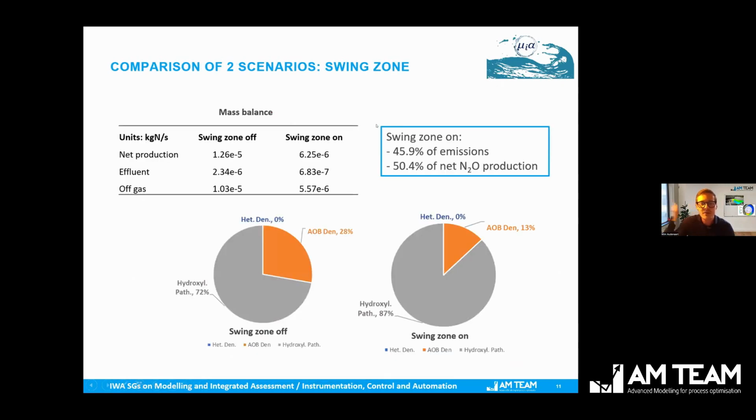Just to quantitatively come back to these two extreme scenarios, the one with the swing zone on and the one without, it led to almost a 50% reduction of emissions, well, 46%, let's say, of the emissions in the gas phase, and then a 50% reduction of the production. We distinguish these because you can also lose some N2O in the effluent. That's what you can see here. This reduction was also significant, 50% or so. So in the end, the net balance of your N2O is that some goes to the gas, gets stripped, and some goes to your effluent sometimes, which is not often taken into account.